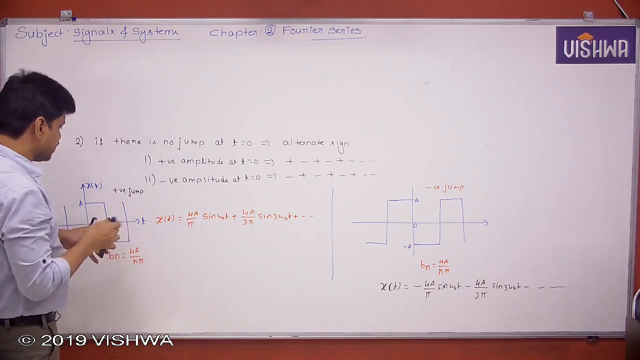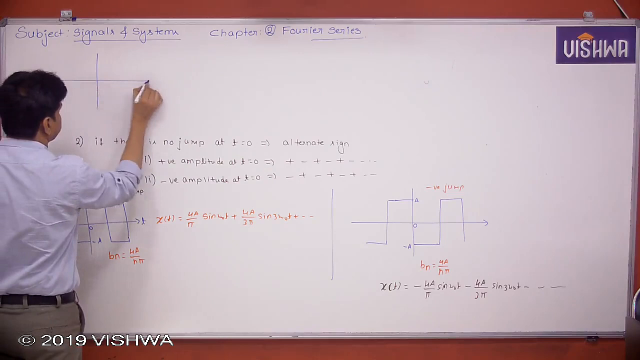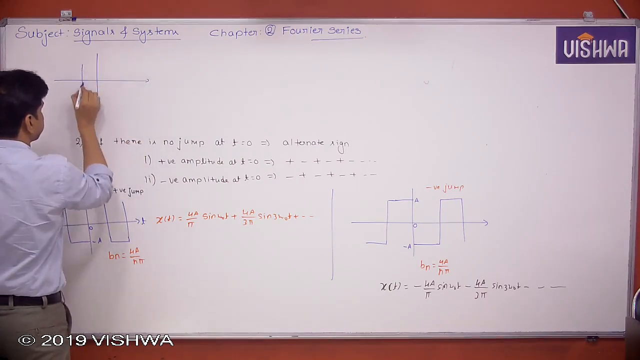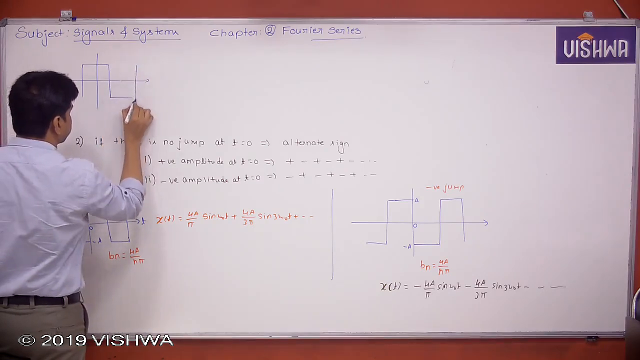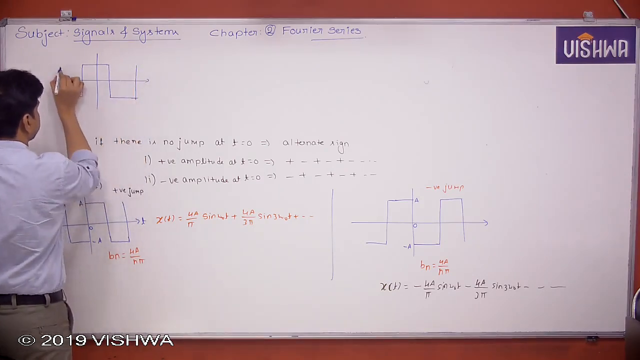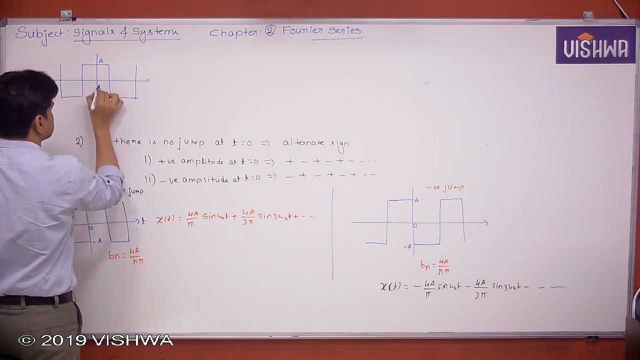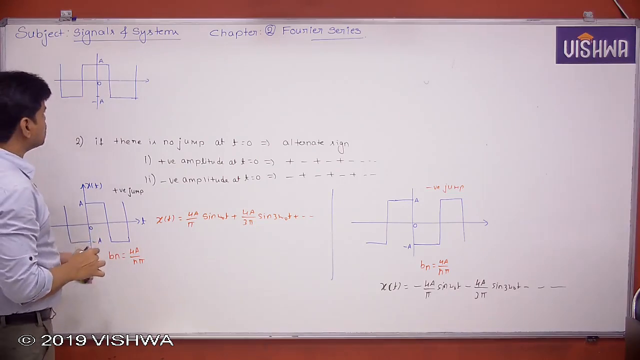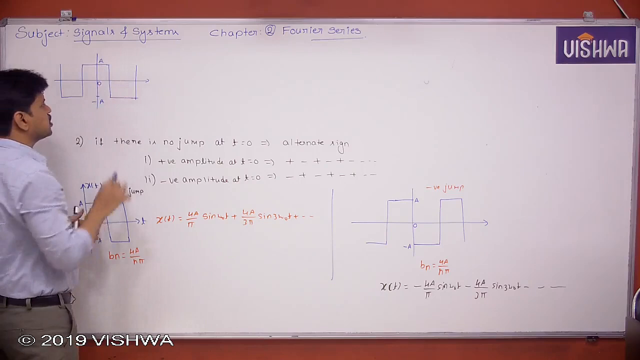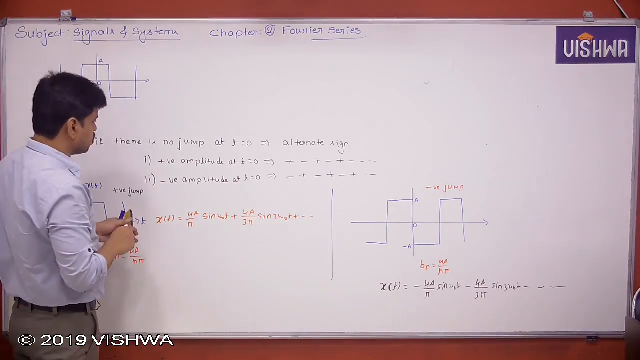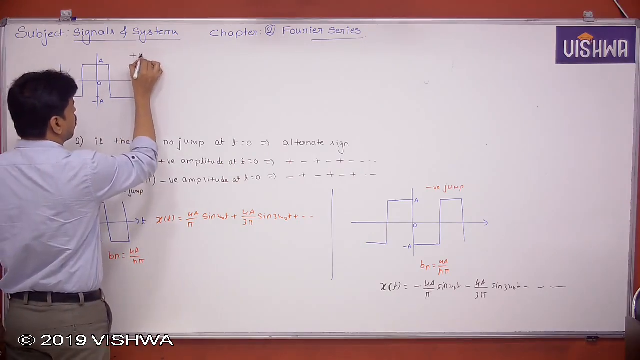Suppose let's take a wave which is in this manner. A, minus a, 0. So we don't have a jump at 0. We don't have any jump at 0, but we are having a constant amplitude which is a positive value. So I say no jump with a positive amplitude.